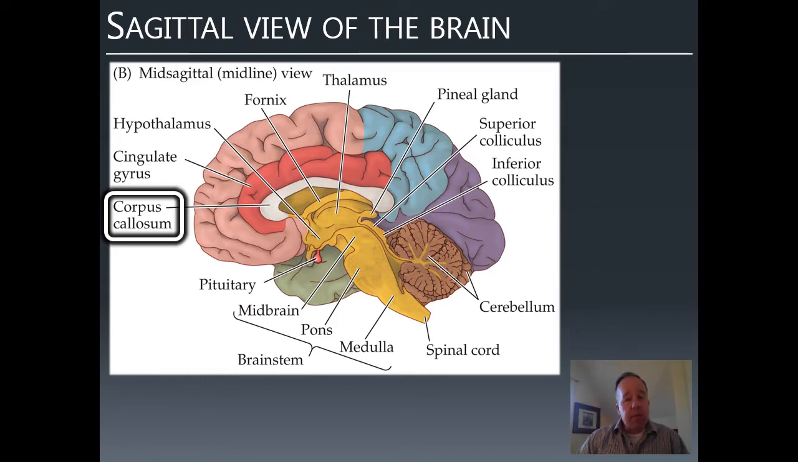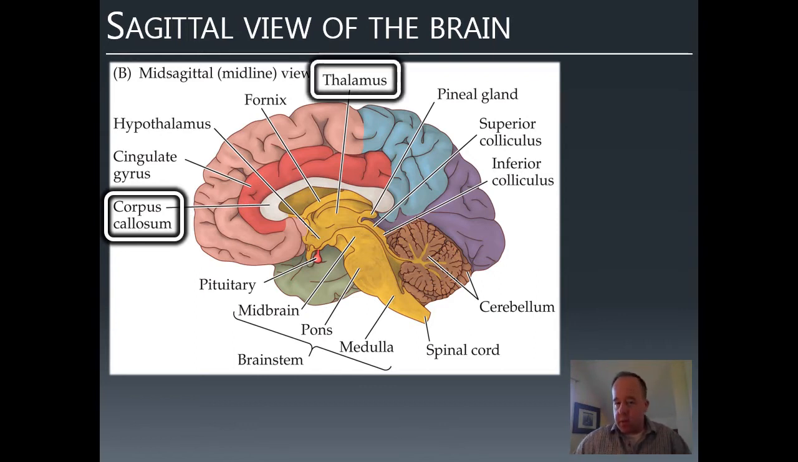You can, in fact, survive without a corpus callosum. Some individuals are born without one. Some individuals have it surgically cut to treat epileptic seizures that are spreading from one hemisphere to the other. You can survive just fine without it. It's only in very certain circumstances that symptoms appear, that you can tell that the corpus callosum is not intact. But it is the bridge between the left and right hemispheres.